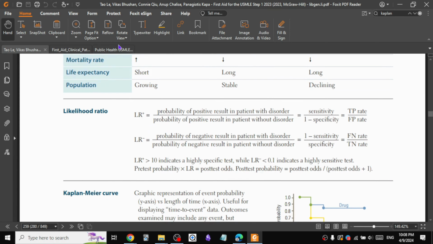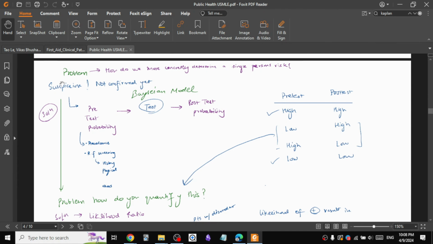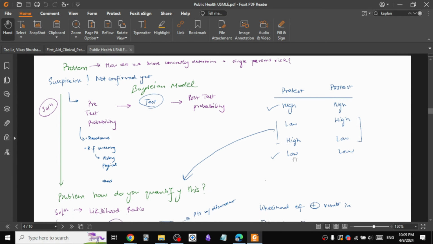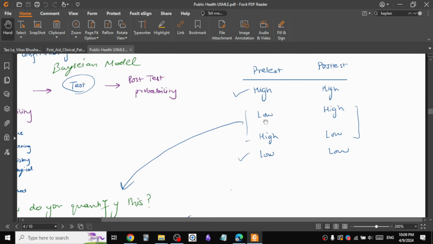Okay, and before this, let me come back here. So I do my pre-test probability. I do some testing. And I receive my post-test probability. So this is the entire scenario of how it could play out. Okay, I have high pre-test probability. I take account of my likelihood ratios. I do the test. I receive high post-test probability. So this is confirming what I assume, right?